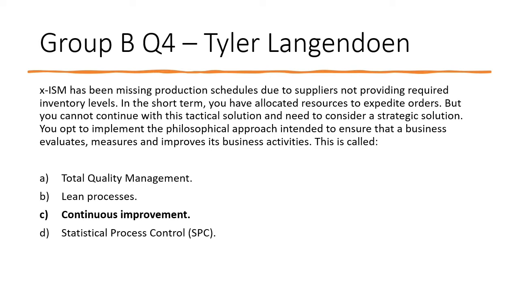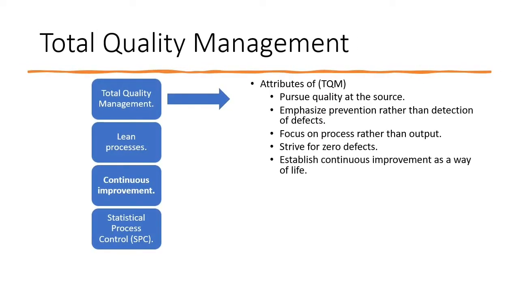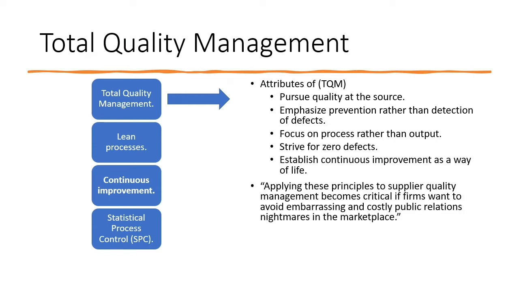Let's investigate it. So first, total quality management. Some of the attributes of total quality management include pursuing the quality at the source, emphasizing prevention rather than detection of defects, focus on process rather than output, strive for zero defects, establish continuous improvement as a way of life. This is an important process as seen in this quote from the textbook.